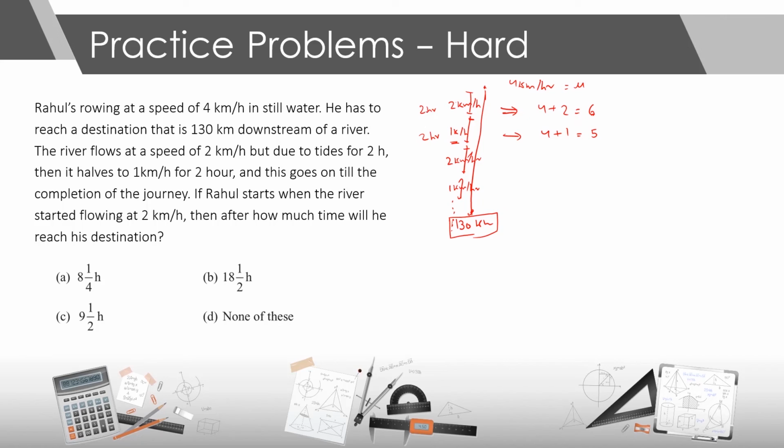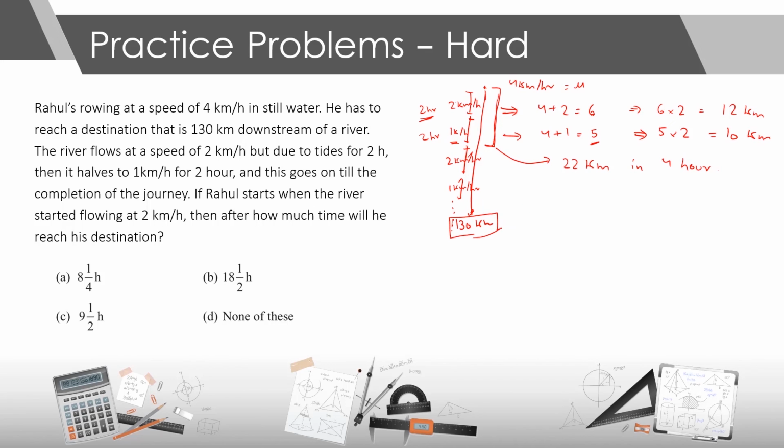Now for the first 2 hours, when his speed was 6 kilometers per hour, the distance he will travel is 6 into 2, 12 kilometers. Then for next 2 hours, since his speed is 5, he will travel 5 into 2, 10 kilometers. So in one cycle of 2 kilometers per hour speed and then 1 kilometer per hour speed, he is traveling 22 kilometers. And this cycle is for 4 hours. So every 4 hours he is traveling 22 kilometers.